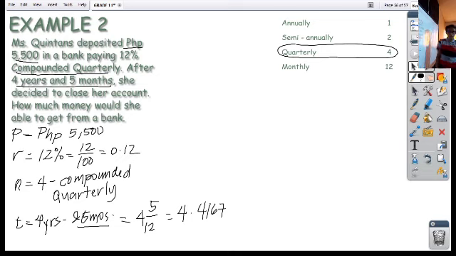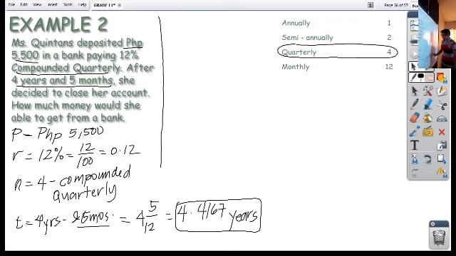So, napag-aralan din natin sa simple interest kung ilang decimal point ang kinukuha during solving and also to the final answer. So, ang time natin is 4.4167 years. So, this is our time. Now, let us solve the compound interest.